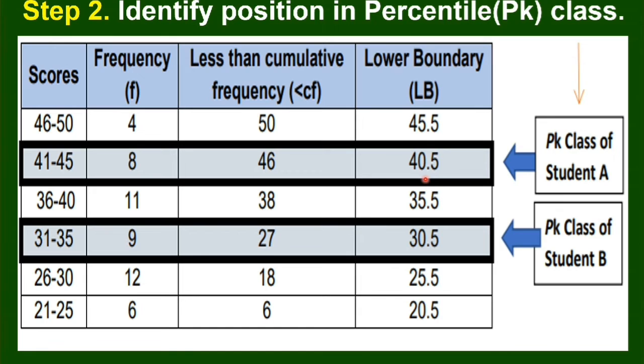For the less than cumulative frequency, we are going to consider the cumulative frequency before the class containing the raw score. So we are going to consider 38. Now for student B, the score is 35. So it is within the class interval 31 to 35 with a frequency of 9. And it has a lower boundary of 30.5. For CF sub P, we are going to consider 80.